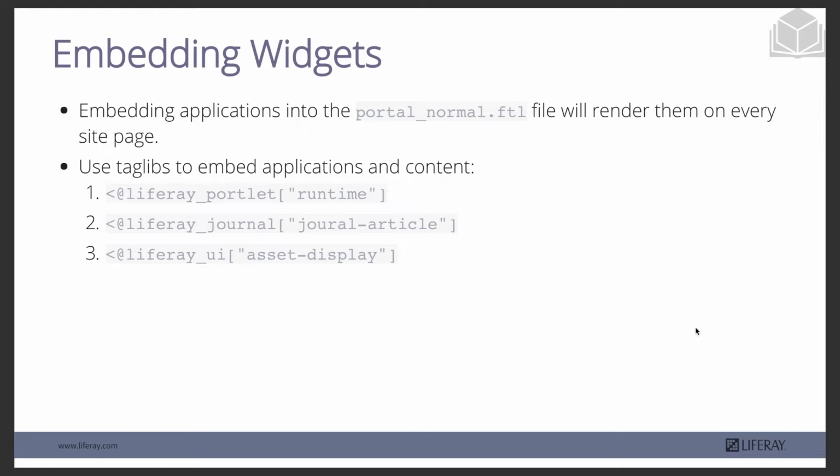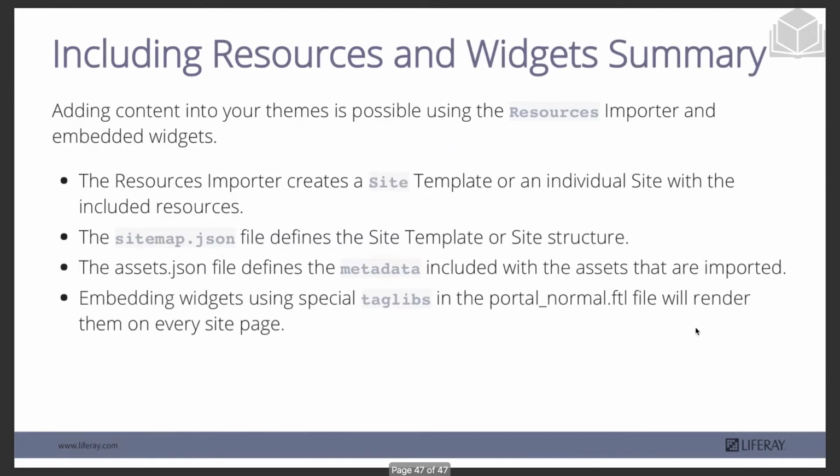So for the Liferay portlet runtime, you can actually use 2 parameters for this. There's the portlet provider action and the portlet provider class name. This is basically the class name or ID of the widget that you have in mind. And then the action will be the state of the widget. So is it in view? Is it in edit? Different things like that. So typically view is what would be used for that particular tag lib.